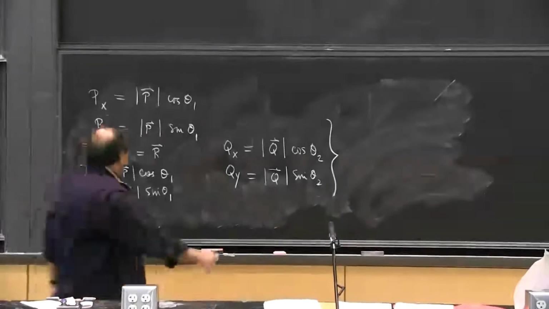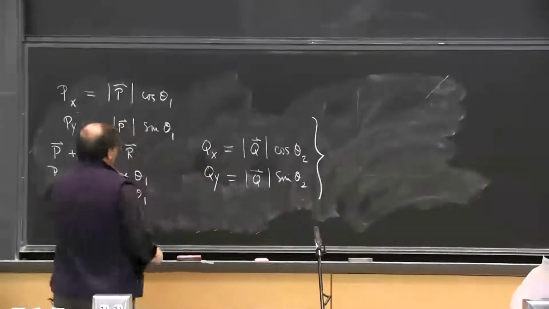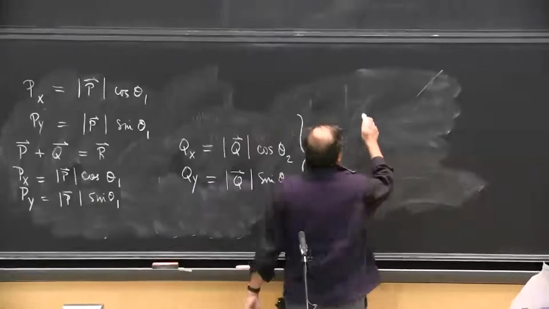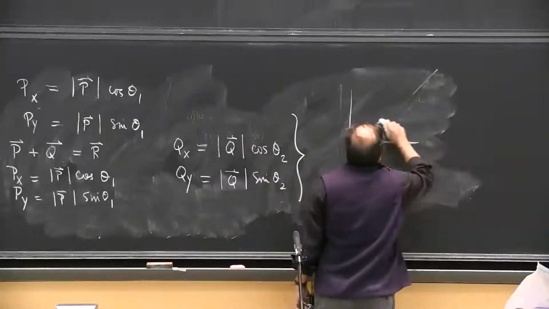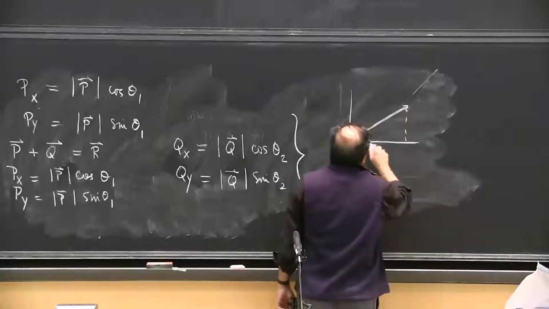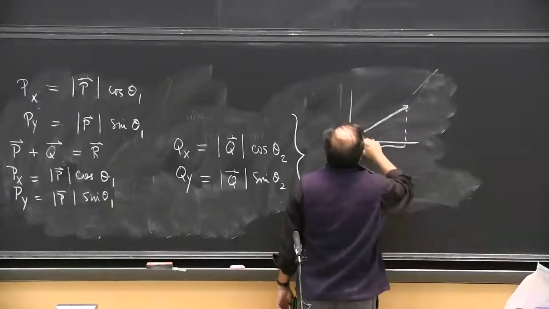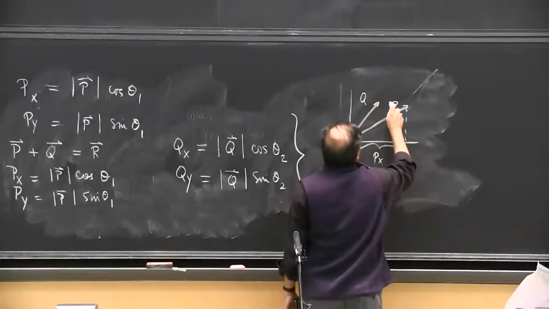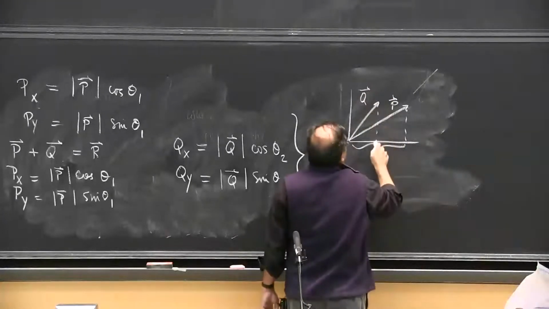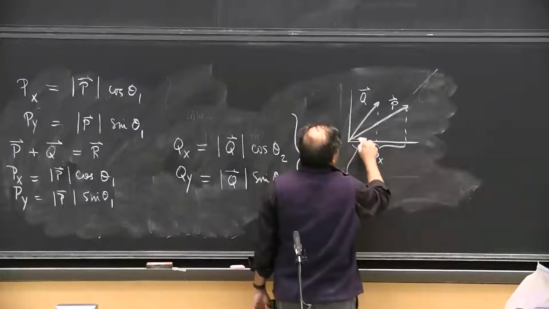Okay? So now you see both of these Px and Qx are sitting along the x-axis, right? So if I actually draw this thing, then this was my Px coming out of here, and this was Qx. Sorry, this was Q, this was P. So Qx would be here. This piece here is Qx.